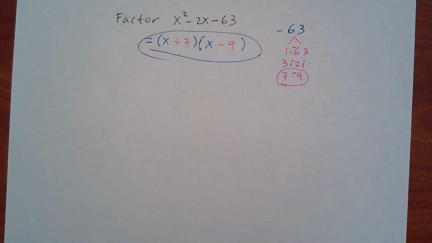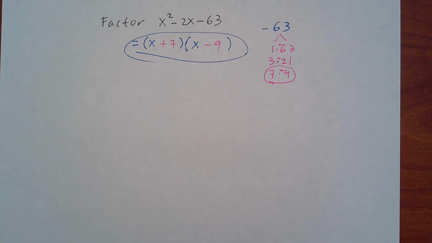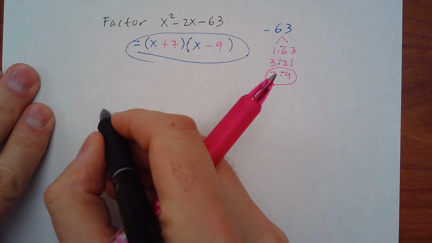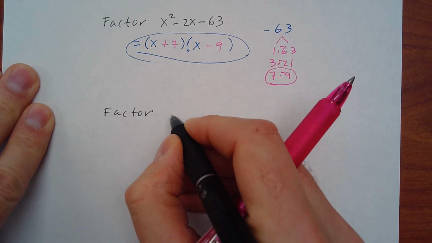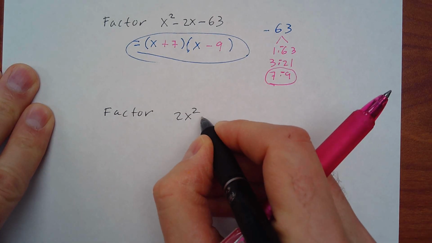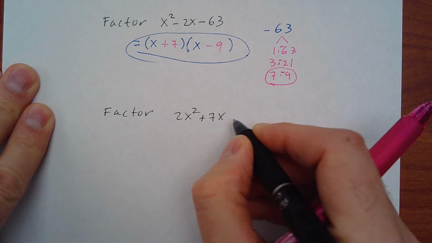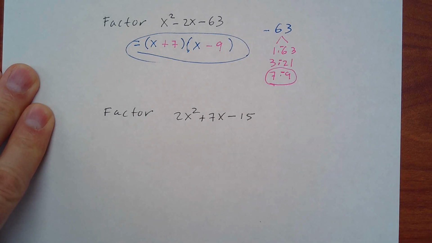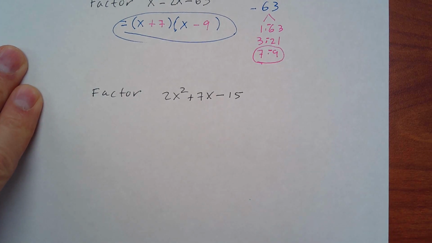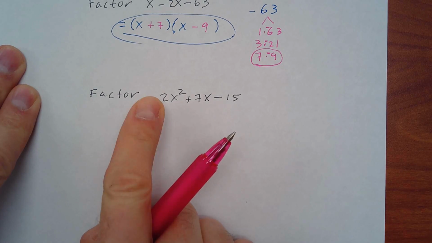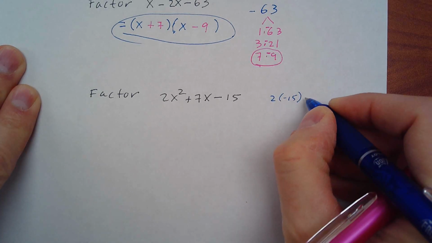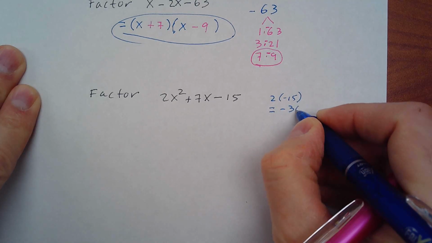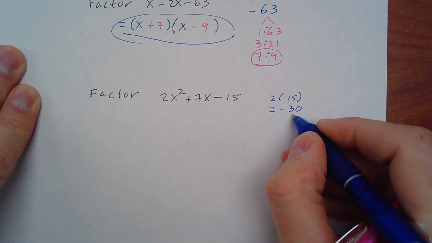Let's do another example, and this time we're going to do it when the coefficient of the square term is not 1, so we're going to have to use our AC method. So let's say we had this problem. I want to factor 2x squared plus 7x minus 15. Coefficient of the square term is not 1, so I'm going to have to take a times c. 2 times a negative 15. That'd be equal to negative 30. And so then I want to go ahead and break down negative 30.